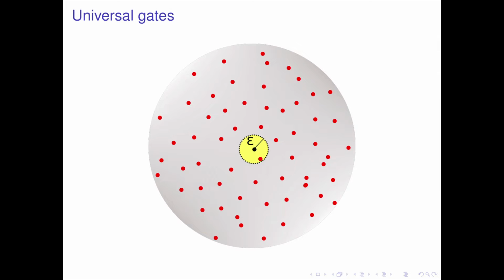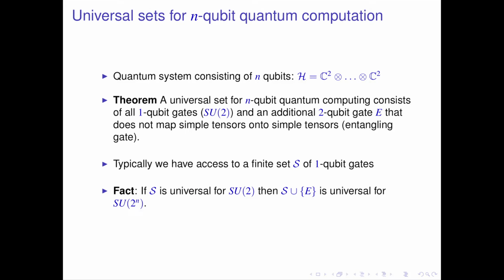Good, so I will use later this notion of epsilon nets when I will be speaking about the Solovay-Kitaev theorem. Okay, so we know now what is the precise meaning of the universal gate sets. So now what else do we know about them?